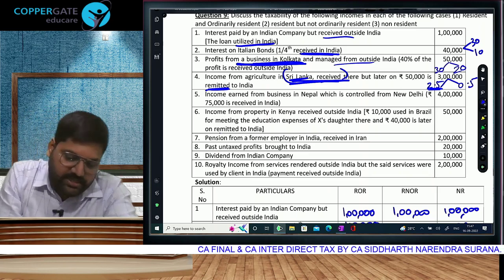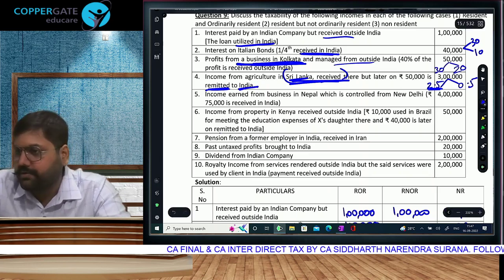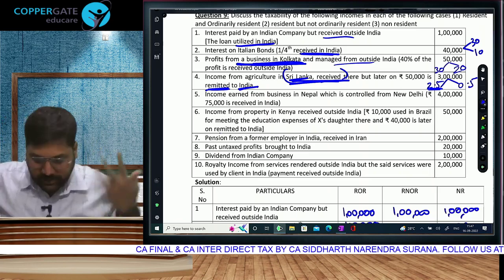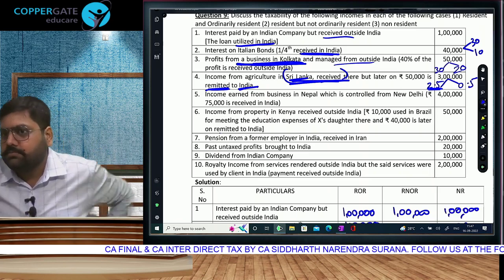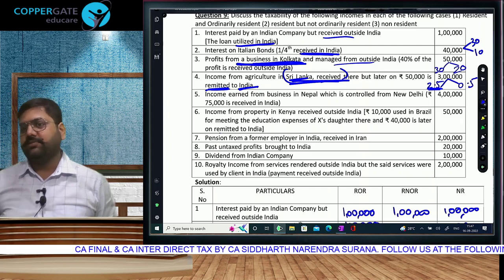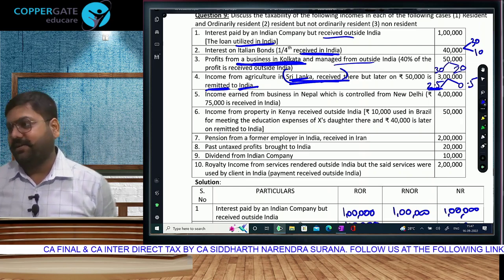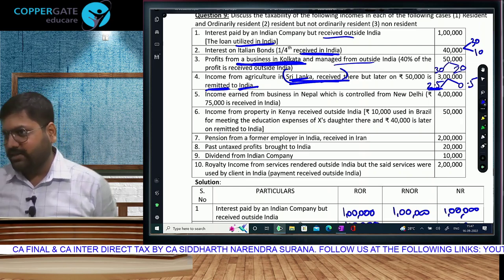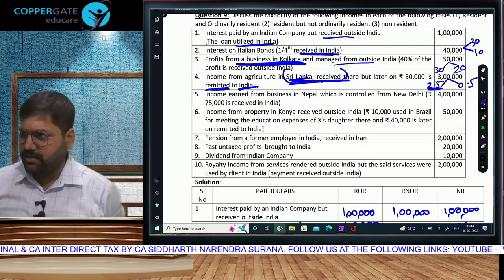Some people say that as soon as India appears in the question, I will take it. If India is given, I will take it. No, sir, India given does not mean Indian income. Then it is in the form of remittance, sent. And if you still don't understand, let me make it a little even further.